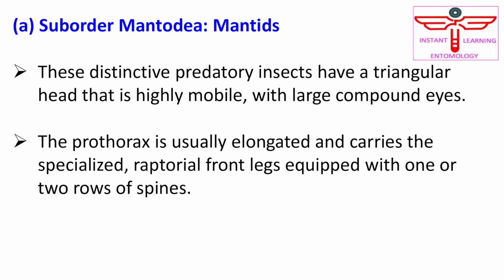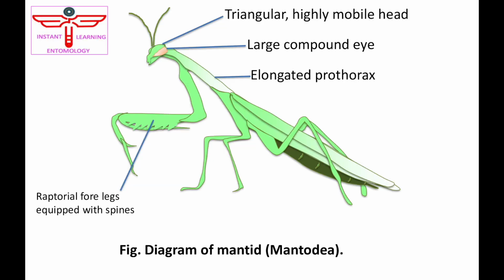Suborder Mantodea. The mantids. These distinctive predatory insects have a triangular head that is highly mobile, with large compound eyes. The prothorax is usually elongated and carries the specialized, raptorial front legs equipped with one or two rows of spines.